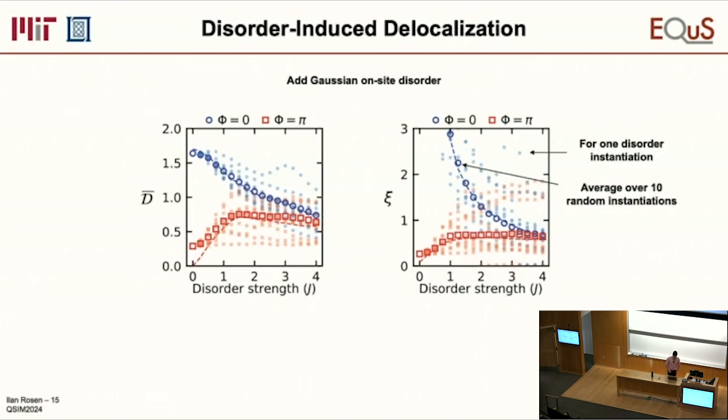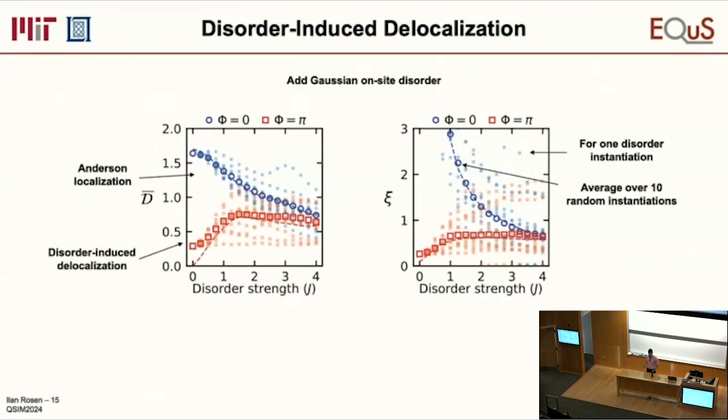Okay. So at 0 flux, we see exactly what we'd expect. We see Anderson localization, right? As we ramp up the disorder, we see more and more localization, right? Great. We see something totally different at pi flux. We see disorder-induced delocalization, right?